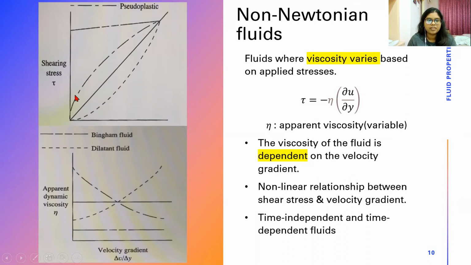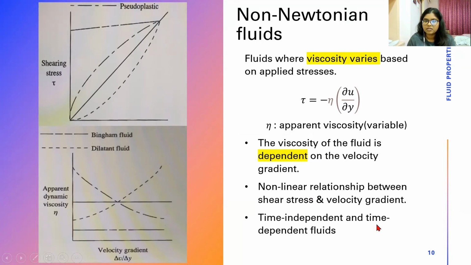For example, here we have our pseudoplastic. So when I take a point and draw a tangent line to it, and also a point here and draw a tangent line to it, the slope will be different, which means the velocity gradient will be different for both of these. I will explain further about pseudoplastic in the next slide. So there's a non-linear relationship between shear stress and velocity gradient, meaning that it is not a straight line.